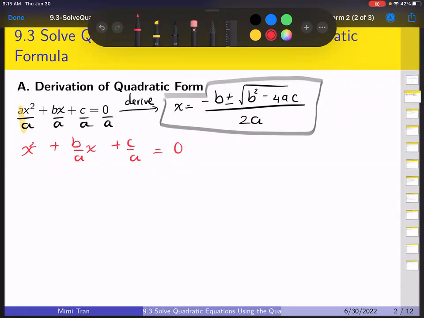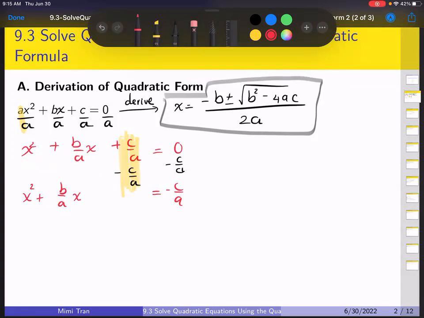The next step is I'm going to move the constant to the right. Remember the completing the square? We move the constant to the right, right? So I'm going to subtract C over A from both sides. So this side, this is gone. But I have x squared plus b over a x equal negative c over a. I wrote too large, I need space.